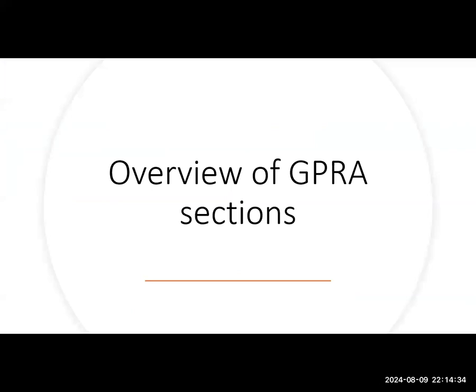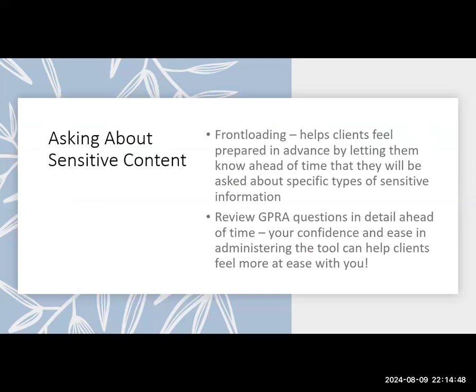Now we'll discuss the different sections of the GPRA tool. We'll give a very brief overview of sections A, C, D, and E in order to focus in more depth on sections B, F, and G, which ask clients about sensitive information.